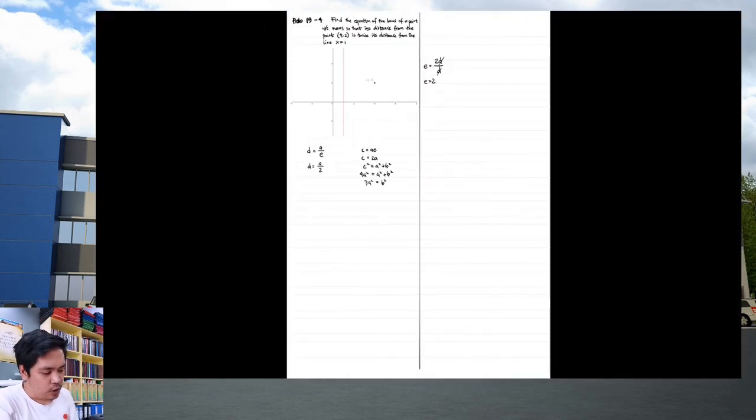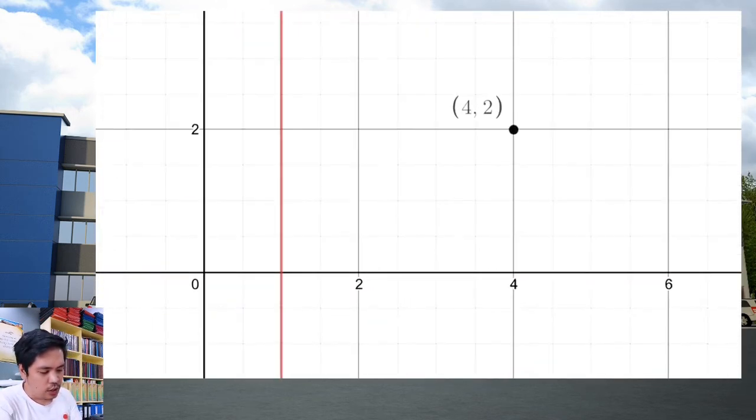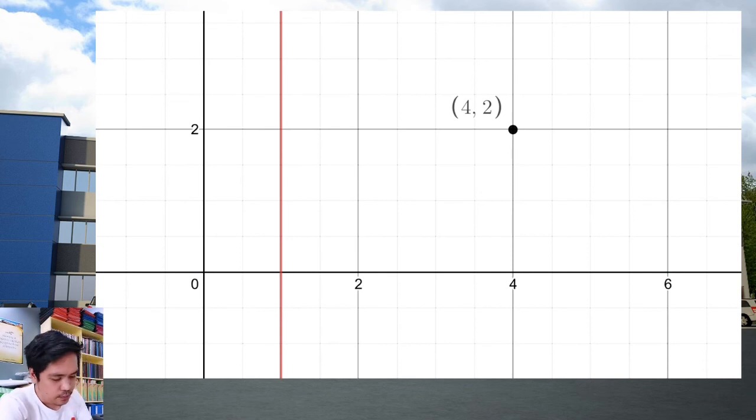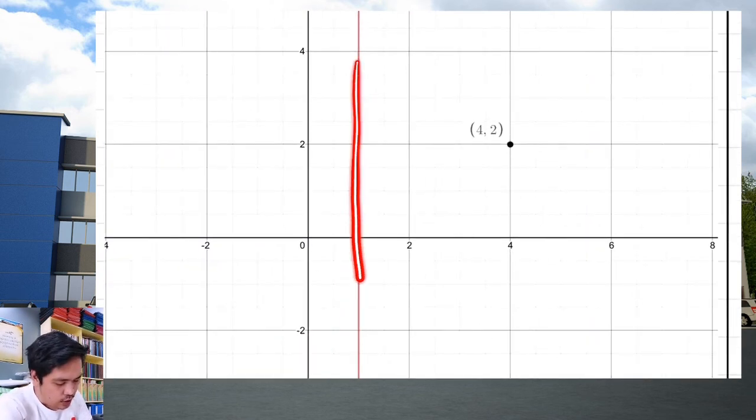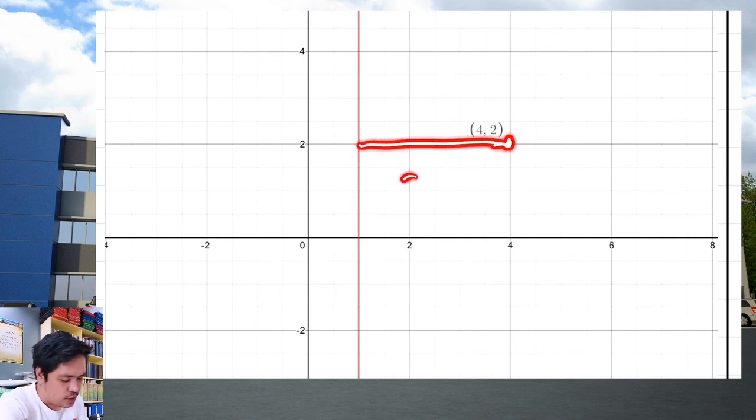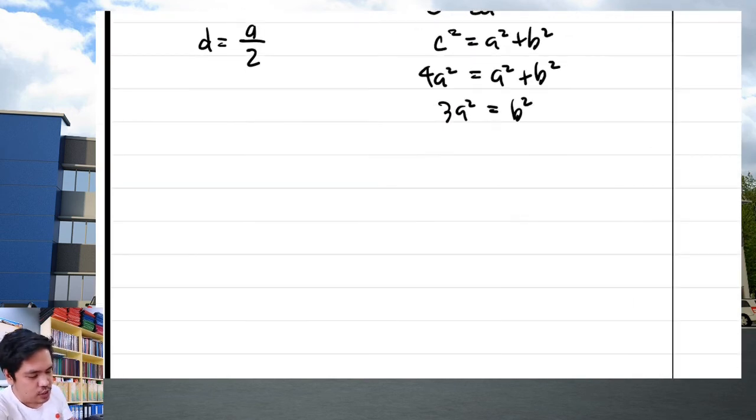Okay? So if we look at ito yung mga given, okay? Ito ang directrix, and this is a focus. So this distance is C minus D. Okay? And kung titingnan natin sa graph, that would be 3 units. So therefore, C minus D is equal to 3.